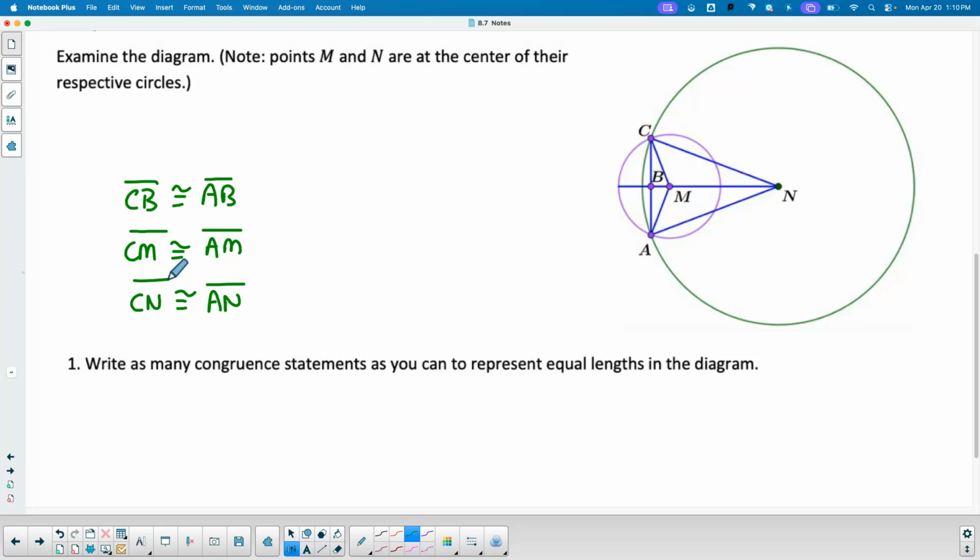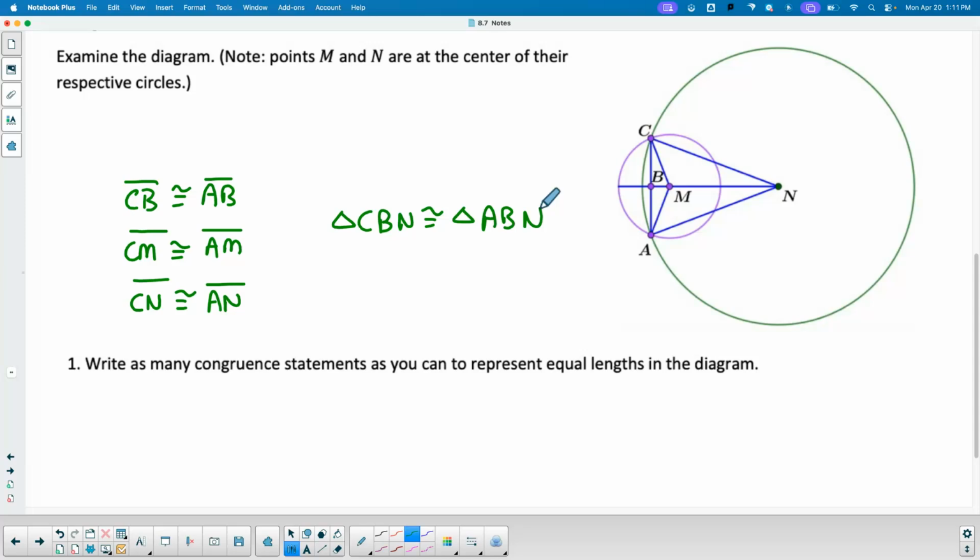Can I say that one? What gives me the right to say that one? No. Because it's a triangle. So it's got to be one of our letters ones.